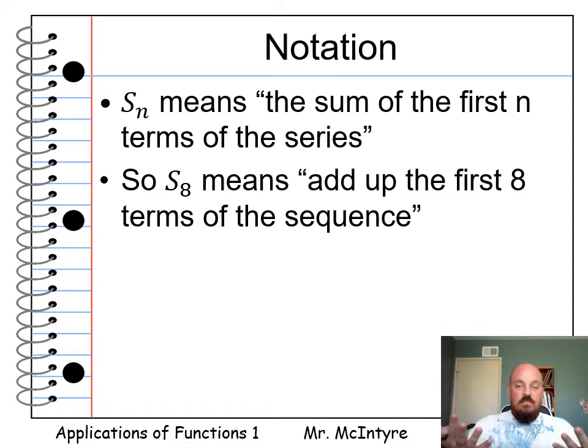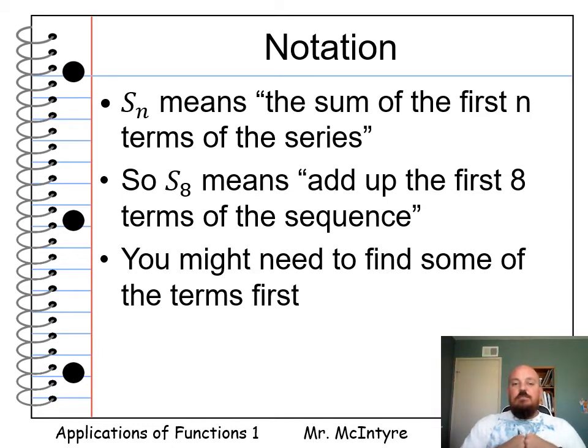Now, like the last example we just saw, that's pretty easy. It's just adding up 8 numbers. But you might need to find some of the terms first, and that's where it ties in with what we did last week. If I only give you 5 terms and ask you to find S8, then what that means is I need to find the 6th, 7th, and 8th term. You need to keep going and expand that until you have found enough terms to add up.